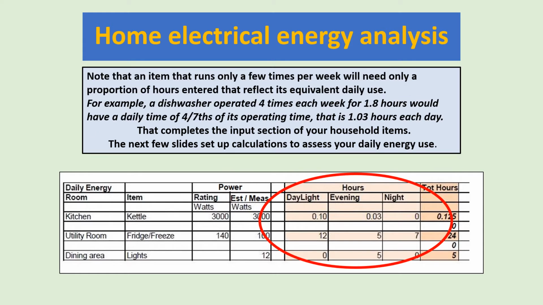Before we go on, we need to note that an item that runs only a few times per week will need only a proportion of its hours entered that reflect its equivalent daily use. For example, a dishwasher, if operated 4 times each week for a 1.8 hour cycle, would have a daily time of 4/7 of its operating time, that is 1.03 hours each day, which needs to be entered in one of the three hours columns for daylight, evening or night, depending on when it's run.